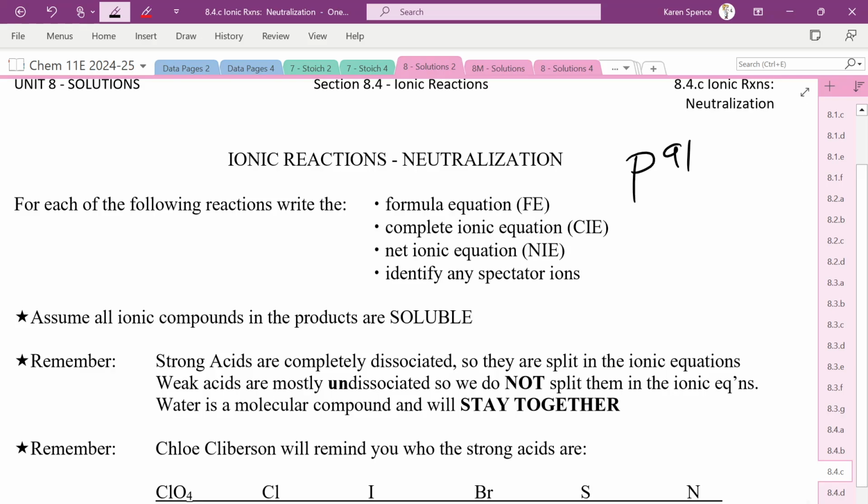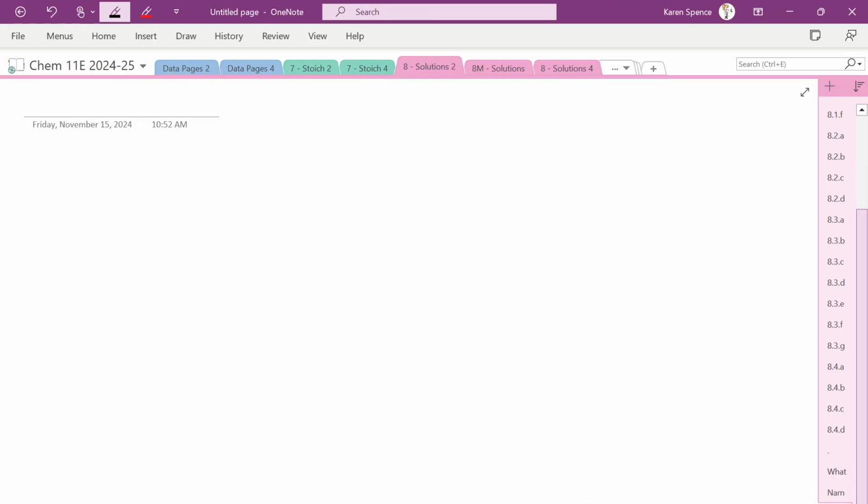Now, these ones are going to require you to remember your strong acids. Do you remember your strong acids? Tell your partner, write them down, do something so that you're not going to forget them.